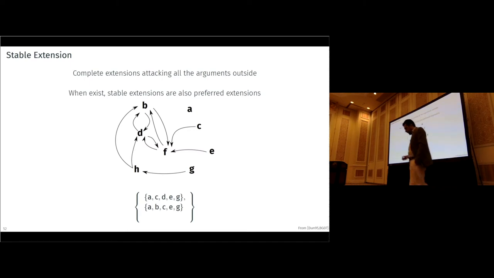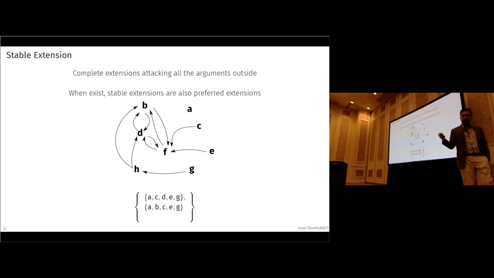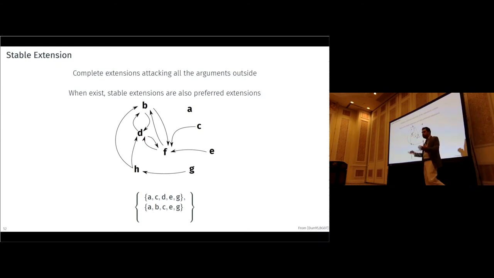And another interesting property is whether the stable extension exists. Stable extension, among the semantics that have been introduced by Dung, is the only one that potentially cannot exist, and proving whether it exists or not is NP-complete. But if a stable extension exists, then this stable extension is also a preferred extension. And that is a nice property we are going to see later on in this presentation as well.